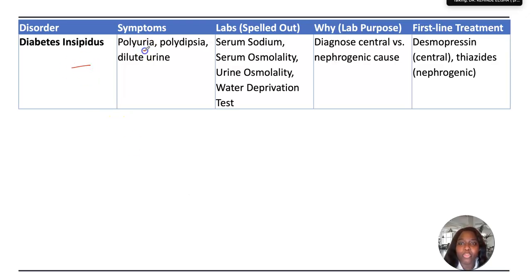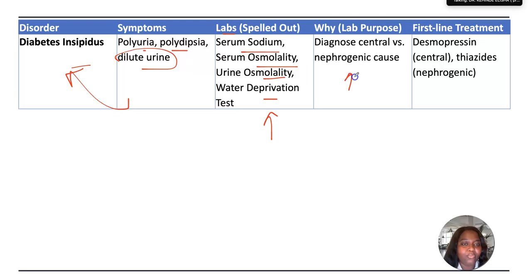Diabetes insipidus: polyuria, polydipsia, and dilute urine is what we see. With diabetes insipidus, you're peeing a lot, right? So what labs do we need though? Serum sodium, serum osmolality, urine osmolality, water deprivation. Now, these all have values and ranges to go with them, but we're not getting into that right now. We're just going straight to, okay, what labs do we need? At least build that foundation, then you advance.